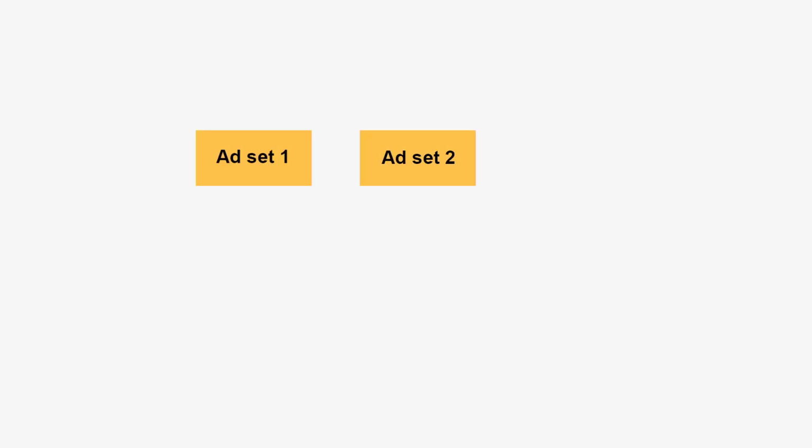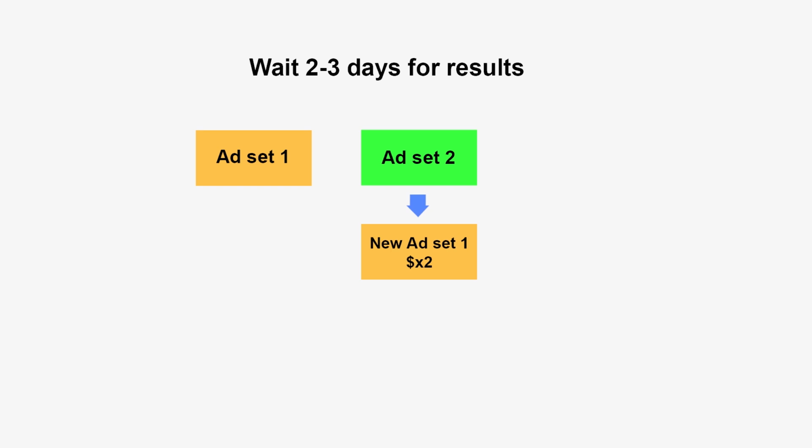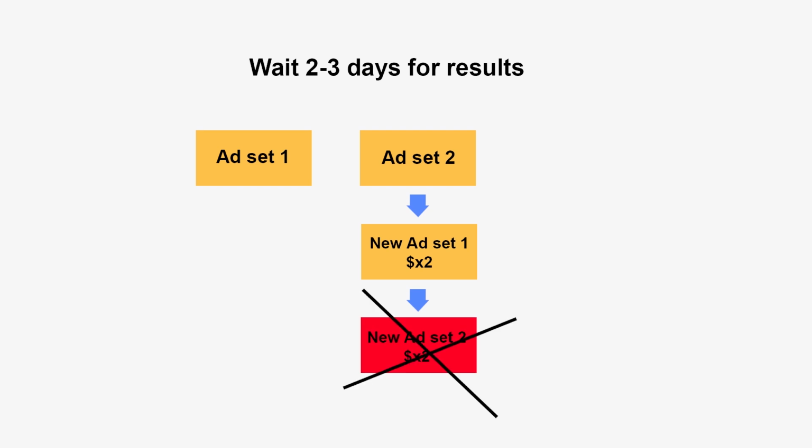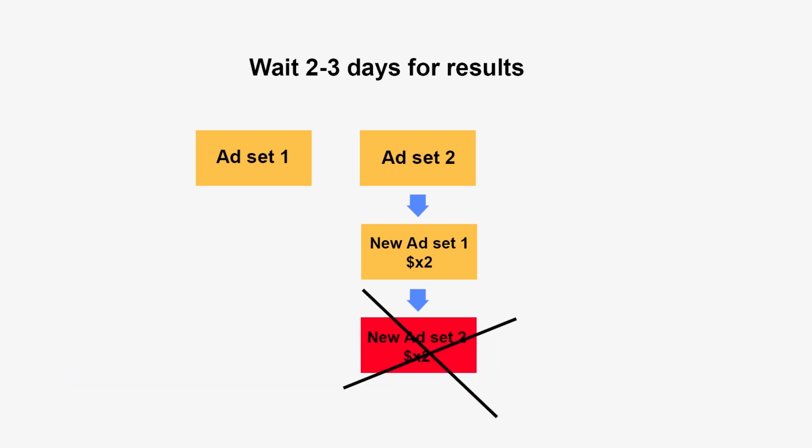Now, the team begins the final testing. They start checking the results after 2 or 3 days. If an ad set performs poorly, we turn it off. If it performs well, the team duplicates the ad set into a new campaign and doubles its budget. If the new ad set also performs well, we duplicate it and double the budget again. If one of the new ad sets doesn't meet our expectations, we simply turn it off. This way, we don't have to experiment with the original ad set, which could break it, so to speak, and this campaign is where the team starts making real money.